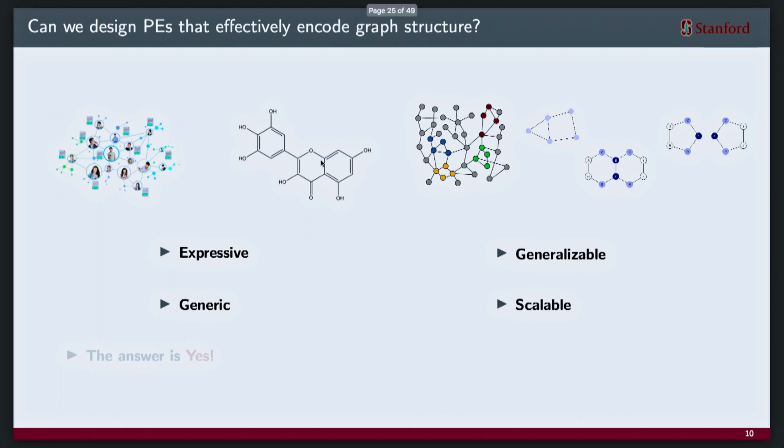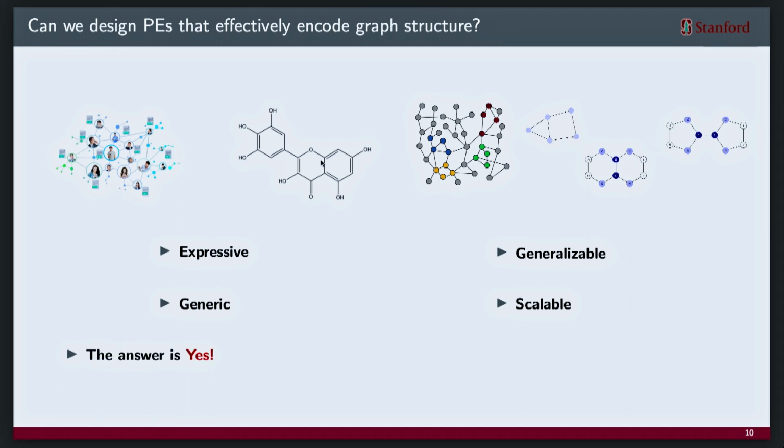The final property we would like our encodings to have is to be scalable, because many encodings work very well for small molecular graphs, but we actually are in need of positional encodings that can be applied in larger graphs. And if we go back to the question, can we actually design or learn such positional encodings that admit these favorable properties, the answer is yes, and later in this presentation I will try to show you how.